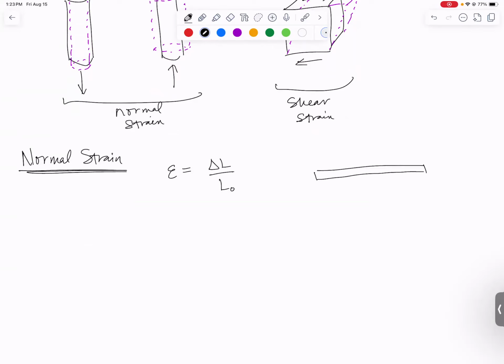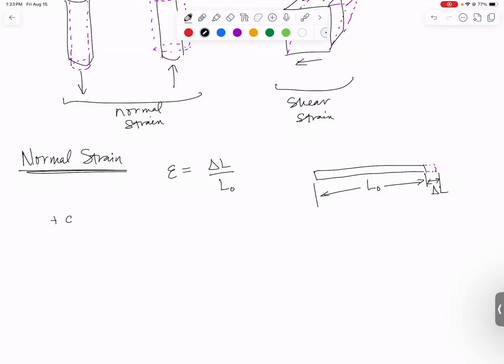If this was my bar, just drawing it in 2D, and the length was L0 before you applied any load or any length change to it, then it's going to get a little bit longer or shorter, and we're going to measure that length change, delta L. And if you simply divide those two numbers by each other, you will get what we call normal strain.